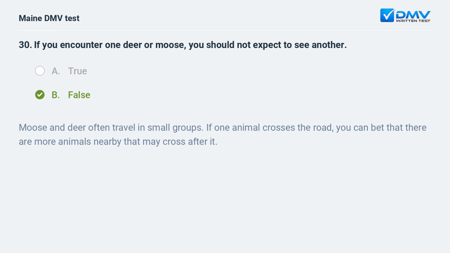Moose and deer often travel in small groups. If one animal crosses the road, you can bet that there are more animals nearby that may cross after it.